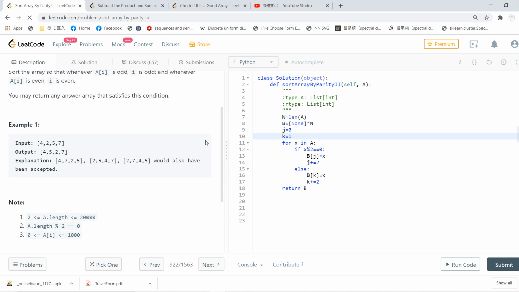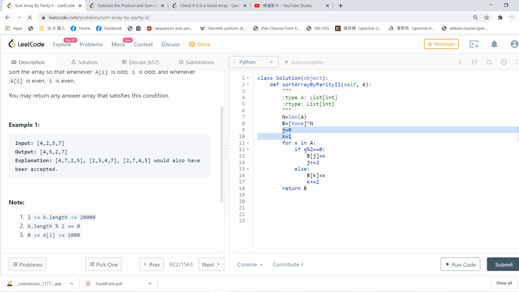Okay, so to solve it, I first calculate the length, and I initialize the answer sequence, called b. I initialize two pointers: j is 0, k is 1. So j is basically the even index, and k is the odd index.